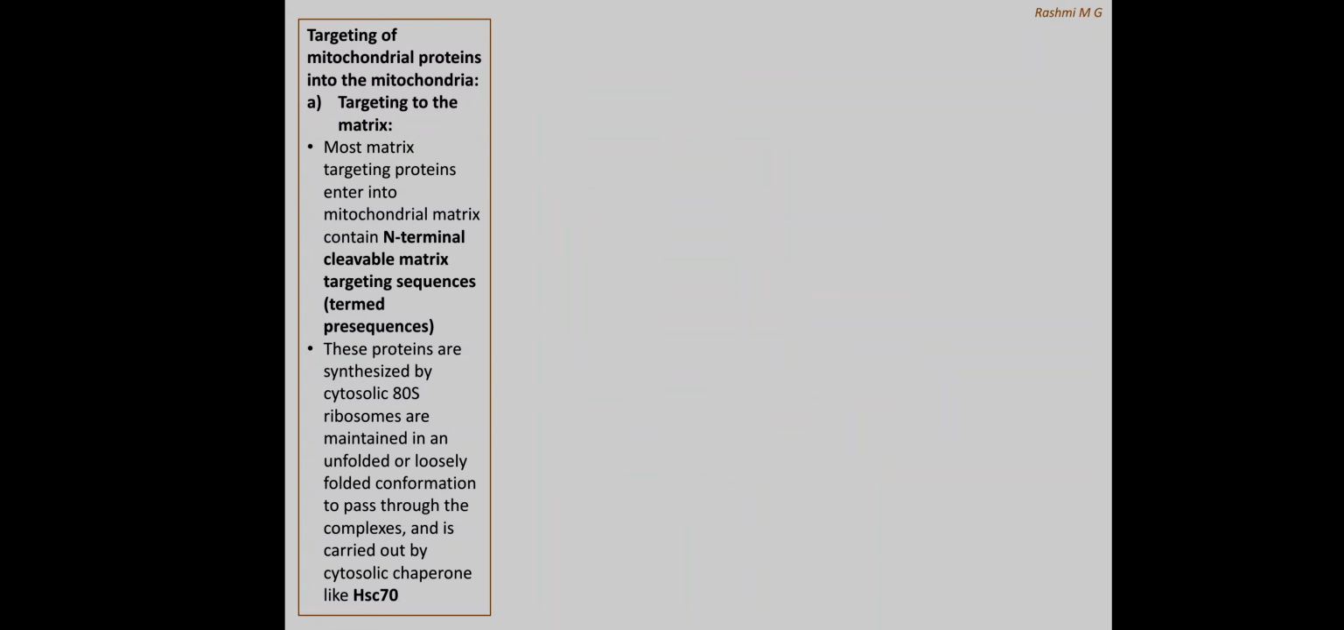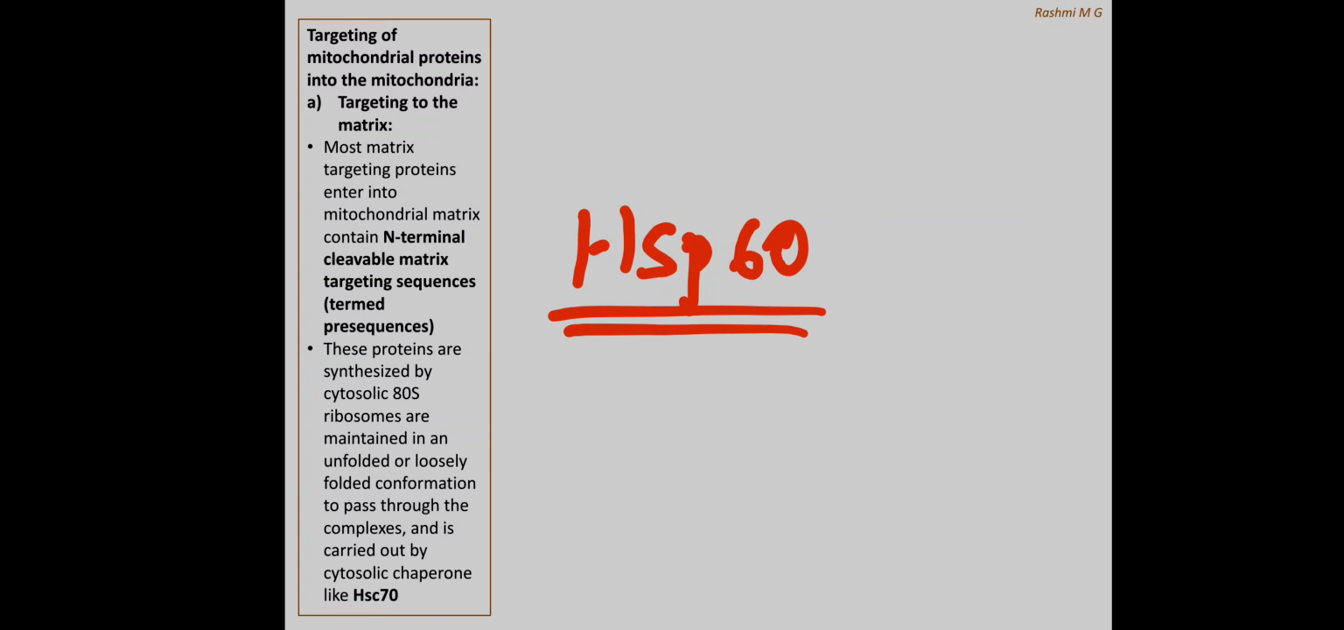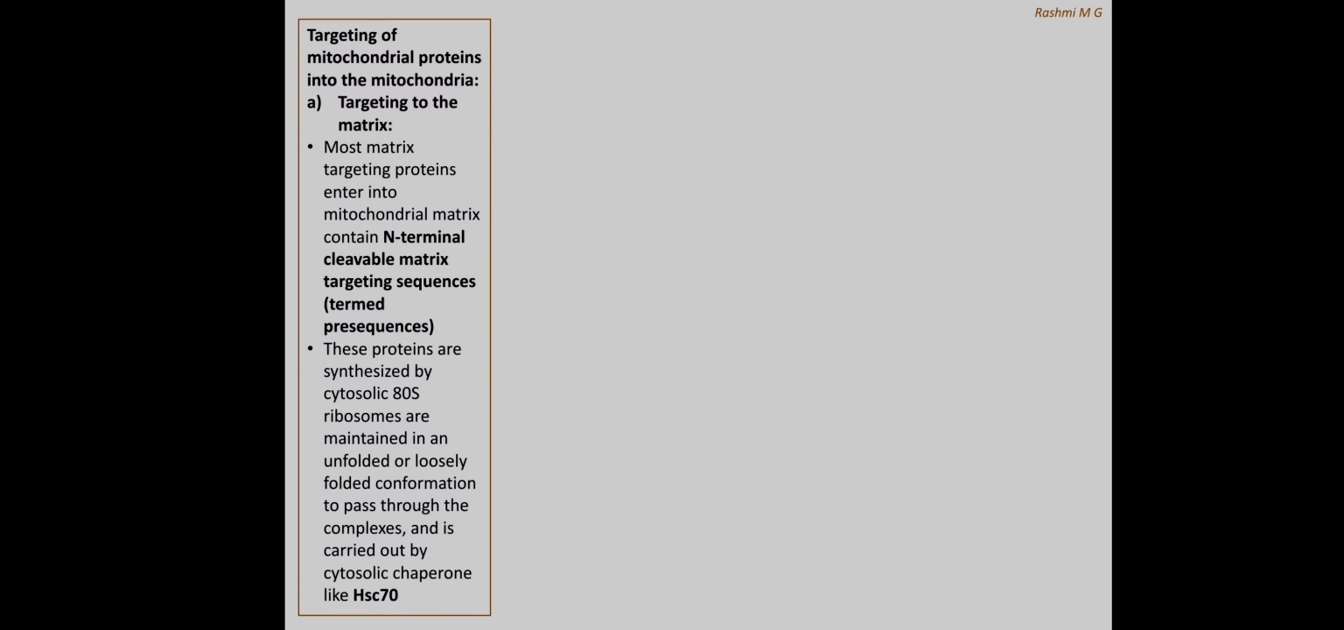Many imported matrix proteins are passed on to another chaperone, that is HSP60. This HSP60 helps the unfolded polypeptide to complete folding of the polypeptide chain.